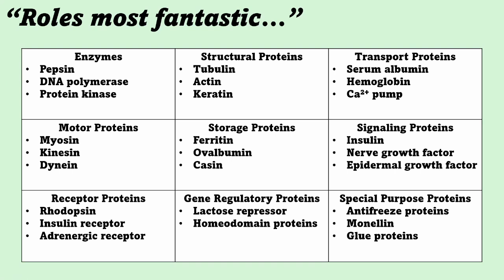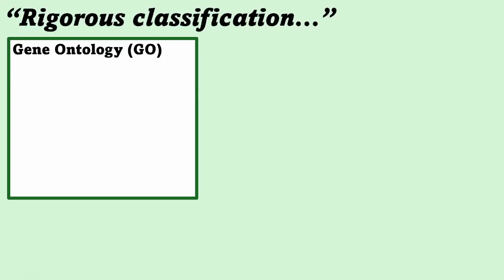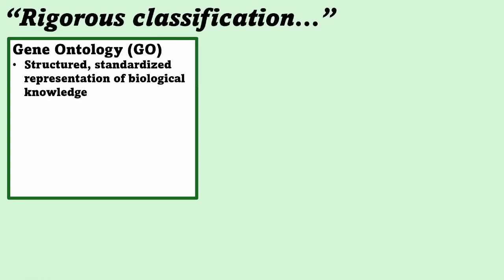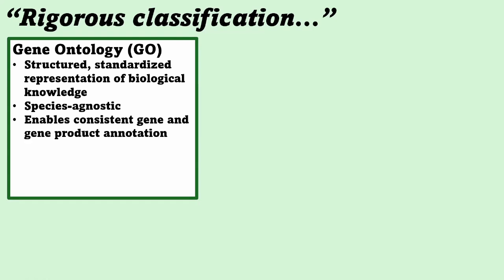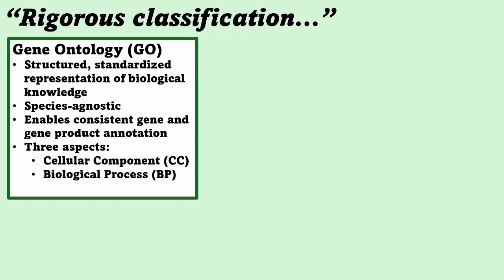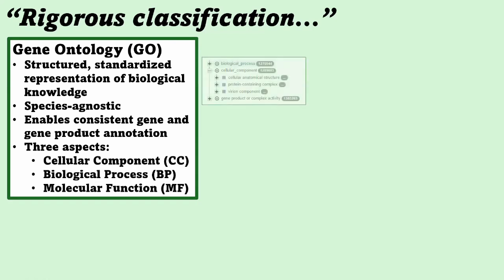Now, if you want to really dig down into even more specific roles, you can look at classifications from something like gene ontology, which is a structured, standardized representation of biological knowledge. It's species agnostic, so you can look across the tree of life. It really enables consistent gene and gene product annotation, gene product being proteins, one of the products. And there are three aspects you can look at: cellular component, so where it is, biological process, and then molecular function.